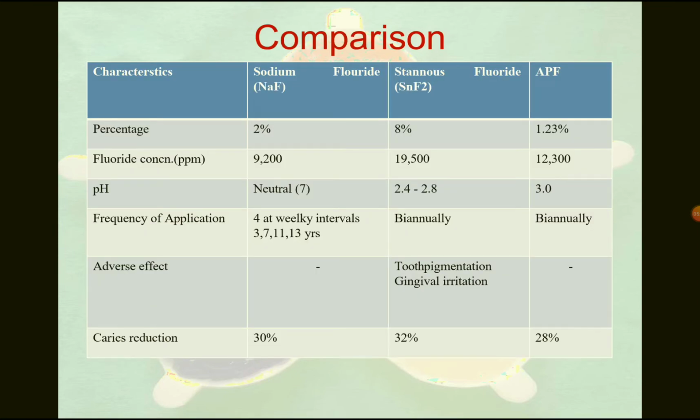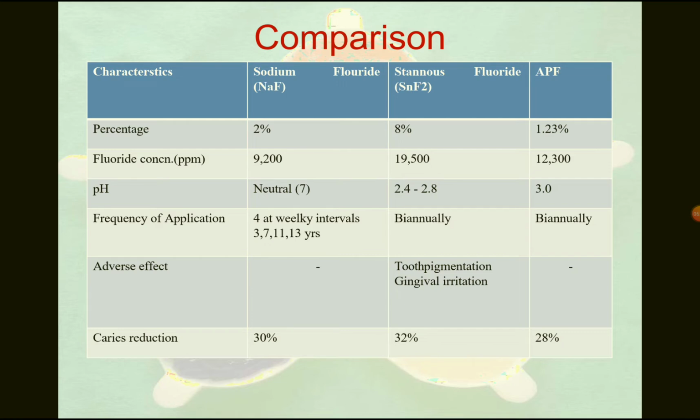Coming to the comparison of sodium fluoride, stannous fluoride, and APF gel. The percentage of fluoride is 2% in sodium fluoride, 8% in stannous fluoride, and 1.23% in APF gel. Fluoride concentration is 9200 ppm, 19,500 ppm, and 12,300 ppm respectively. The pH is neutral for sodium fluoride, 2.4 to 2.8 for stannous fluoride, and APF gel is acidic, at about 3.0.